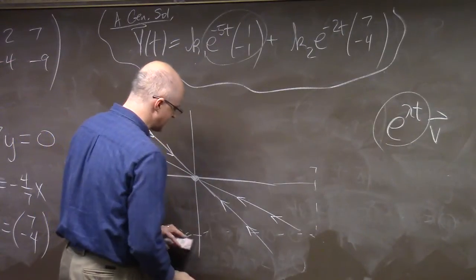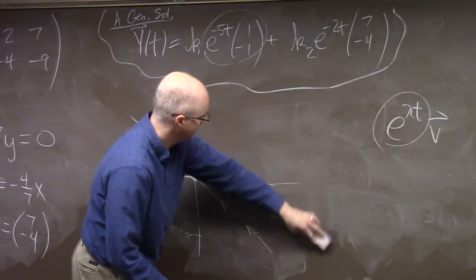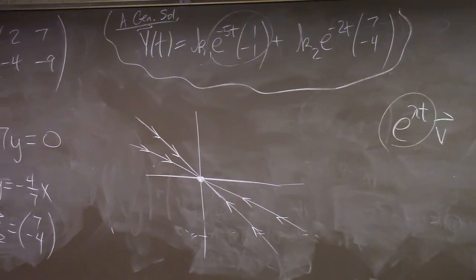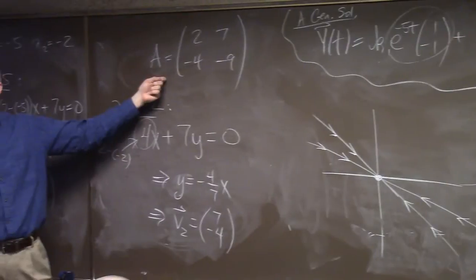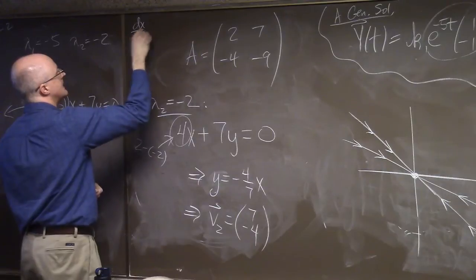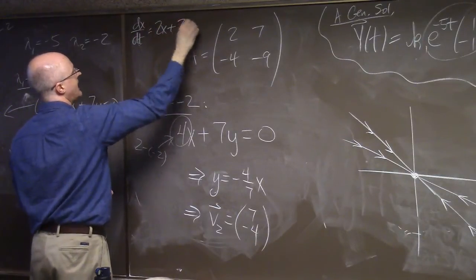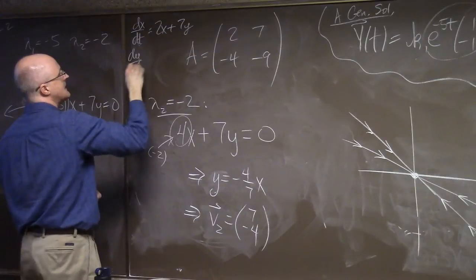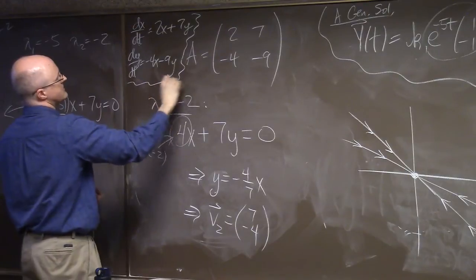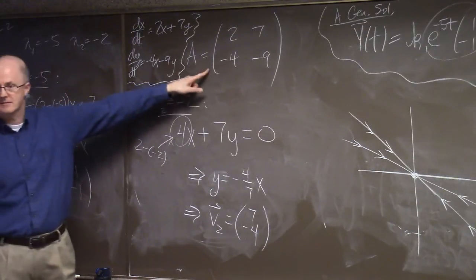What happens in between? That's always the hard part. What happens for solutions in between these? Let me draw the nullclines in now to help me. I haven't talked about nullclines yet for this example. To think about the nullclines, you've got to go back to the original system, the original matrix. The original system based on this matrix was really dx/dt equals 2x plus 7y, and dy/dt equals negative 4x minus 9y.